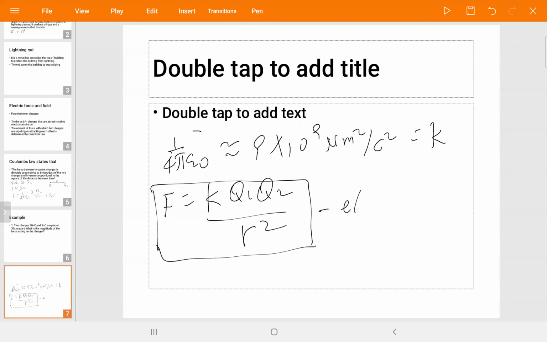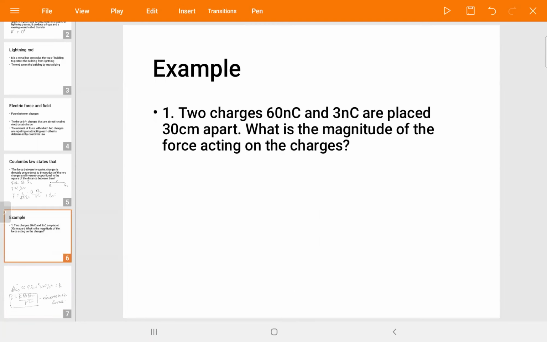This is electrostatic force, simply electric force. This is an electric force at rest. Then let's see one simple example.